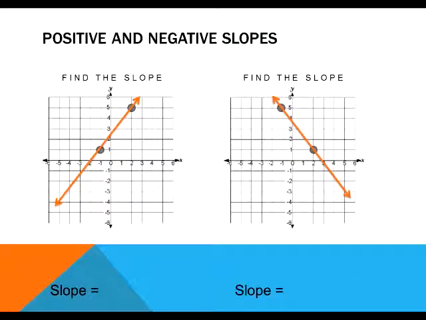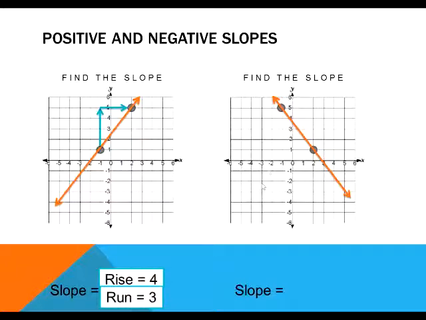Positive and negative slopes. Some slopes are positive, some slopes are negative. Let's take a look at what the difference is. For all these examples, we're still going to go rise over run. So from my point on my left to the point on the right, I go up 4 and I go over 3. So the rise over run for this left example is 4/3.